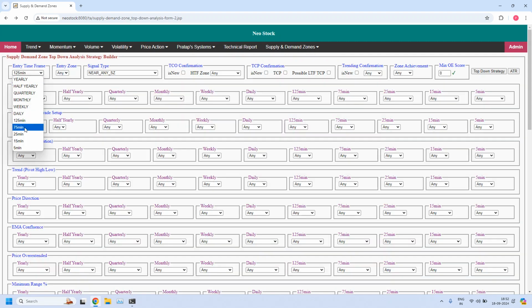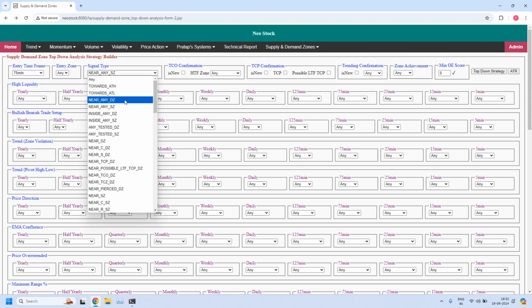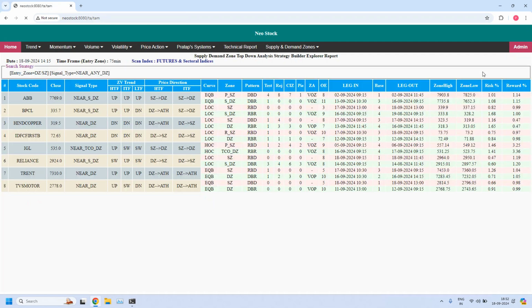Next time frame is 75 minutes. Entry time frame 75 minutes. Let us find the stocks near 75 minutes demand zone. 8 stocks are filtered. Let us identify high liquidity zones from this list. ABB is a 75 minutes high liquidity zone. BPCL is also identified. And Reliance is already a pierced zone, so we can't depend on this. So we have identified 2 high liquidity demand zones from the 75 minutes time frame.